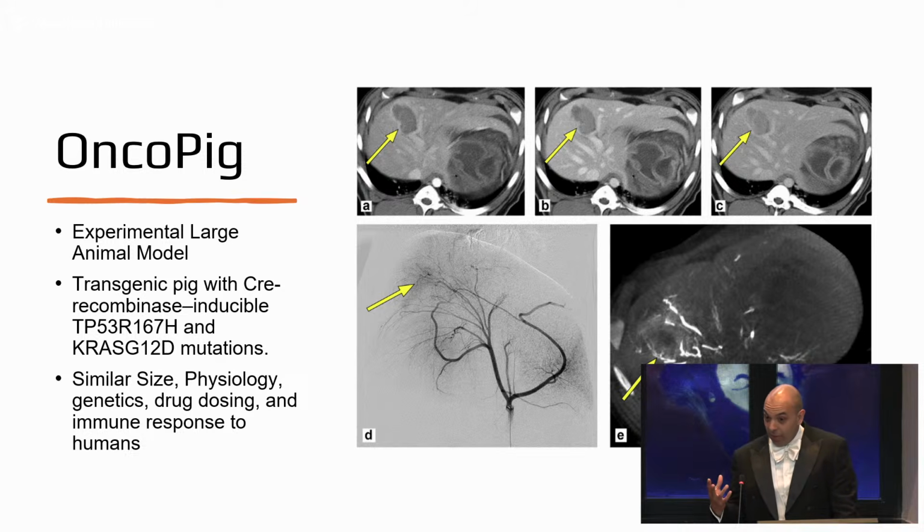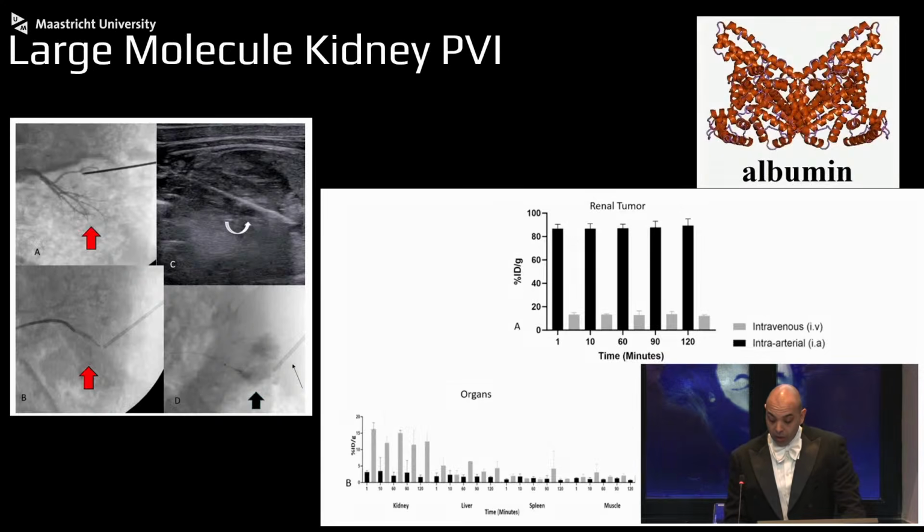So to test this hypothesis, we used a special genetically altered pig. It's called an oncopig. With this animal model, you're able to create tumors wherever you'd like in any organ. So we created liver and kidney tumors. The nice thing about the pig is it's similar in size, similar genetics, and similar dose distribution to humans. So it's a nice model that we can compare to what would happen inside a human.